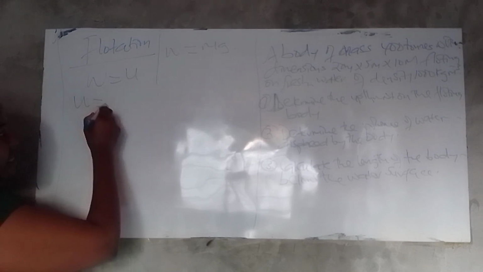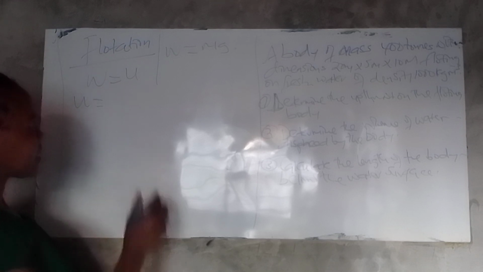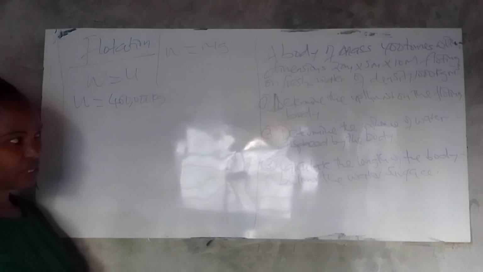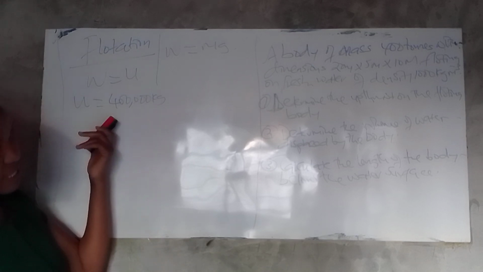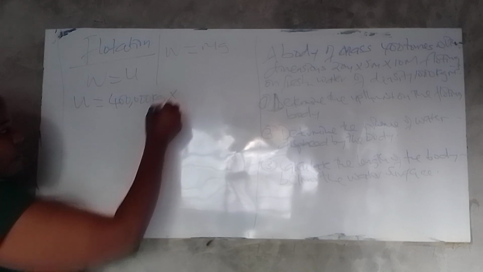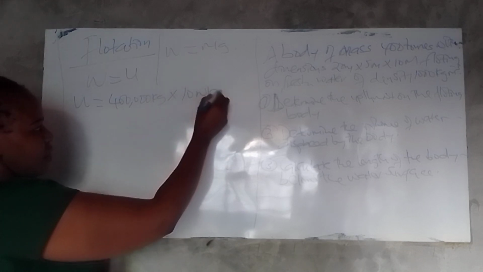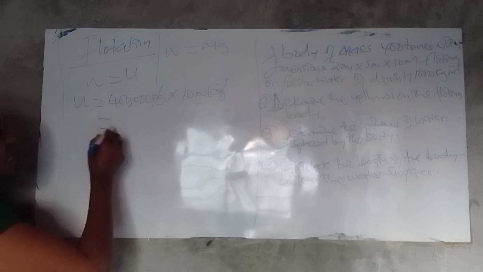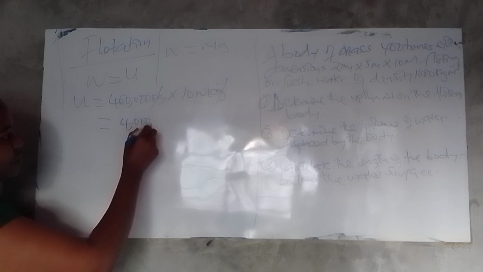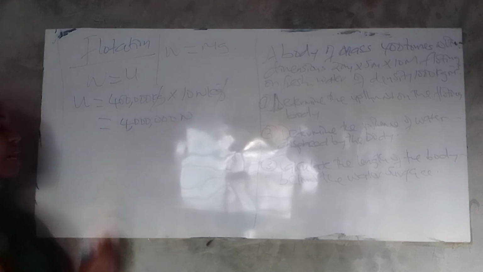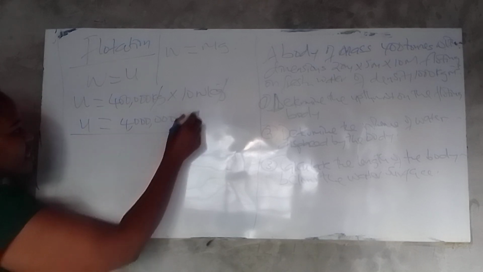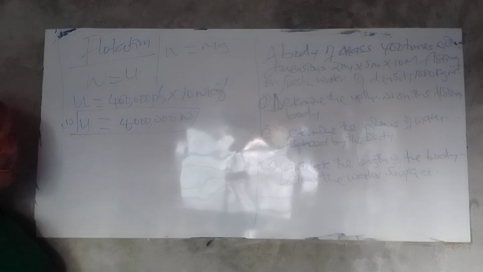And so our upthrust is our weight, which is the mass, that is 400 tons. Remember, 1 ton is 1,000 kilograms, so 400 tons is 400,000 kilograms, multiplied by gravity, which is 10 newtons per kilogram. The kilograms and per kilograms cancel, so we have 4 million newtons. That is the upthrust, and it is also the weight of the floating object. So we have answered the first part of the question, the upthrust.